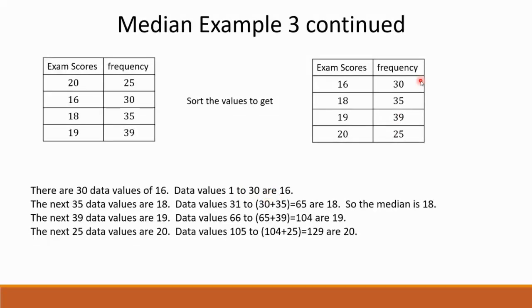What about after that? Well, the next 35 data values would all equal 18. That's going to go from 31 up to 30 plus 35, which is 65. So from 31 to 65, they each equal 18. In particular, the 65th data value is 18. So 18 is the median. Let's keep going, though, for practice.